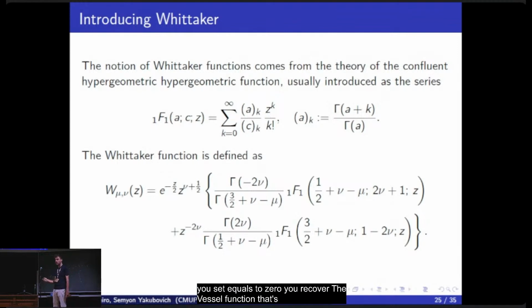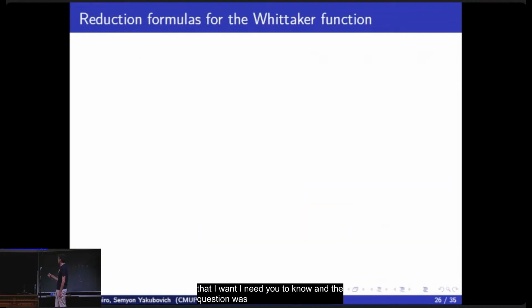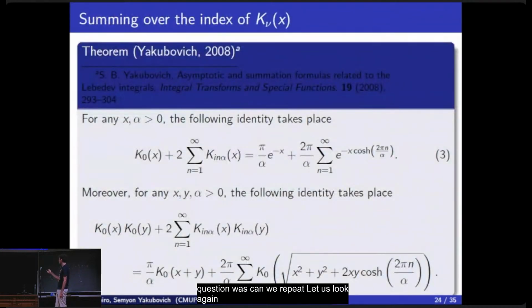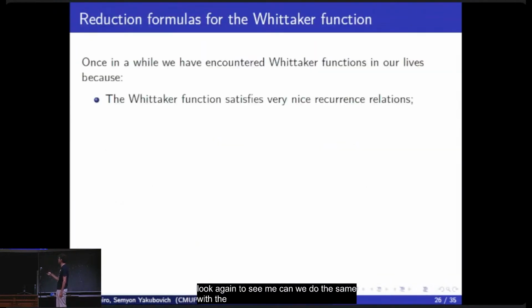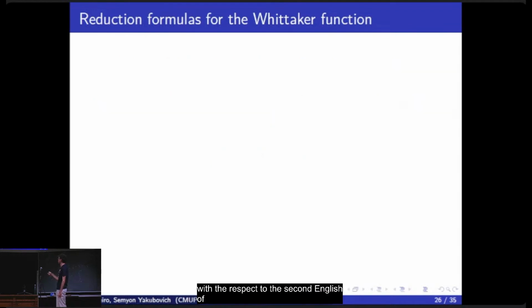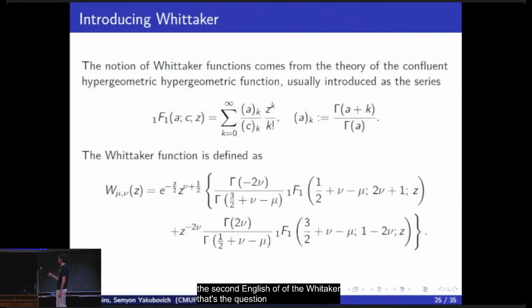That's the only thing that I need you to know. And the question was, can we repeat? Let us look again at Simeon's formula. The formula is with respect to the index of k. Can we do the same with respect to the second index of the Whittaker function? That's the question. Let us see.